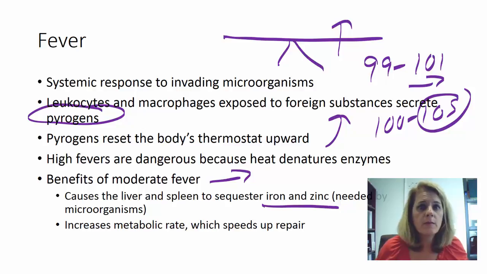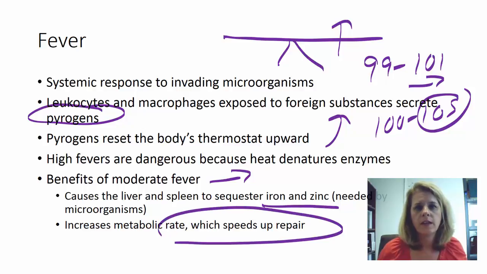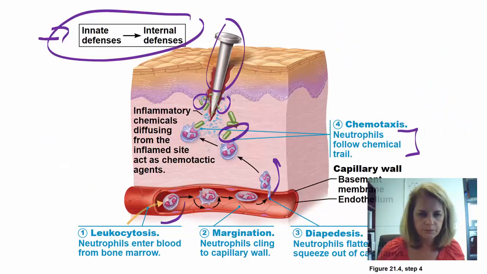It also increases your metabolic rate, so things are speeding up, which allows you to speed up repair. If you think back to our first anatomy and physiology chemistry, we talked about how to make chemical reactions go faster, one thing you can do is add heat, and so that's what fever is doing. It's speeding up metabolism to help you repair and heal faster. All right.